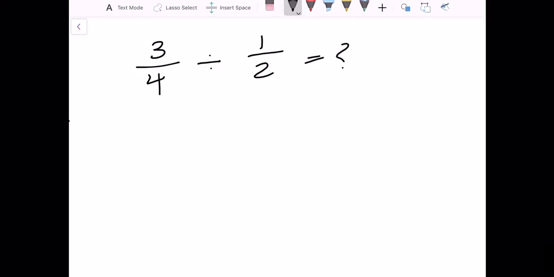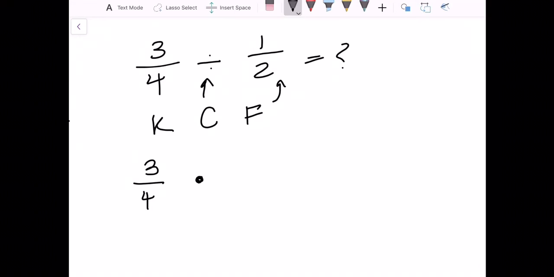When you're dividing fractions, you do something called keep, change, flip, or KCF. What this means is you're going to keep the first fraction, change the sign to multiplication, and then flip the other fraction. Flipping just means that your denominator is now in your numerator and your numerator is now in the denominator.